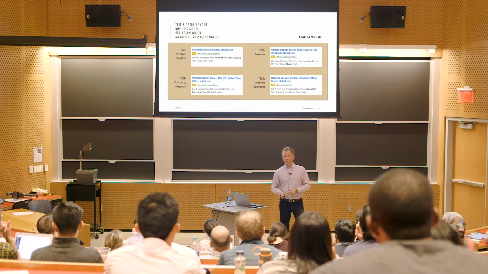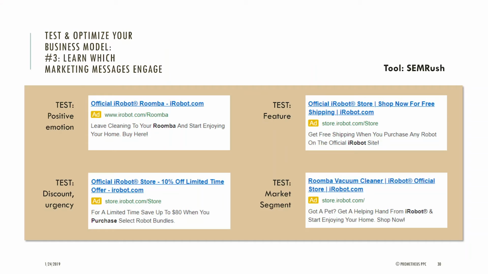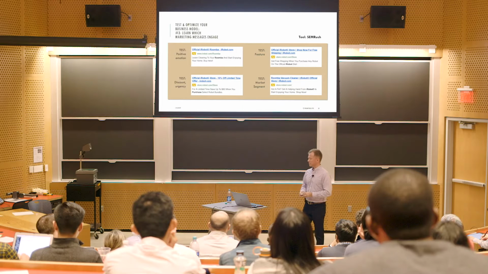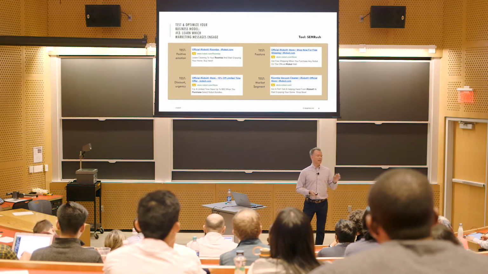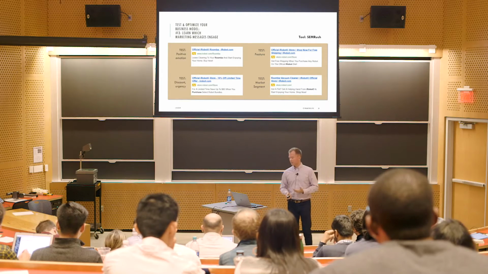So I pulled some examples from a tool called SEMrush, which is a great online competitive advertising spy tool. Another one is SpyFu. Those are really the 2 big ones, and I tend to use SEMrush the most. And I went in and found what iRobot.com is actually doing for their ads and what variety of testing they're running for their robot vacuums.